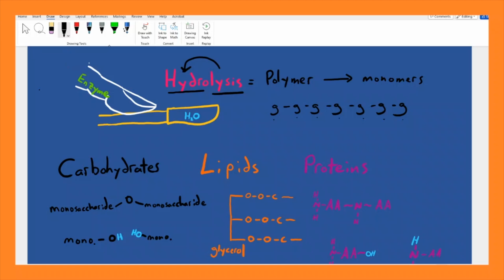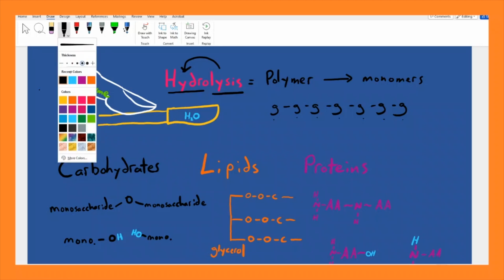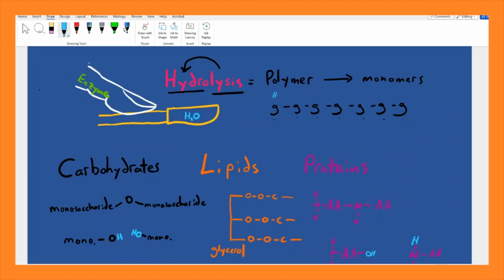The way I do that is by adding water. So the definition that you should put in your own personal notes is that hydrolysis is the breaking apart of chemical bonds by the addition of water. By adding water between these monosaccharides, I can make them come apart.